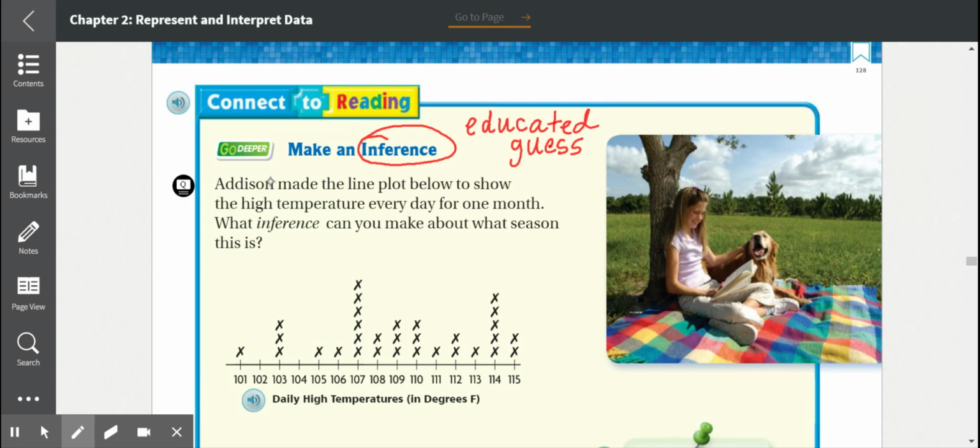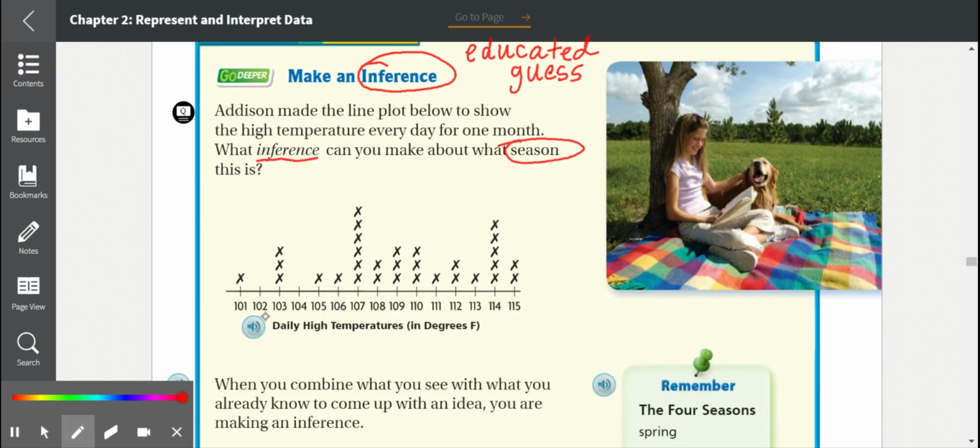So let's start. Addison made the line plot below to show the high temperature every day for 1 month. What inference can you make about what season this is? So Addison is tracking the temperature every day for a month. We want to know, let's make an inference about what season this is. So let's look at her temperatures here. The daily high temperatures in degrees, and then it says F, that's for Fahrenheit. That's how we measure how hot something is. There's another way to do it called Celsius, but here in the United States, we use Fahrenheit.